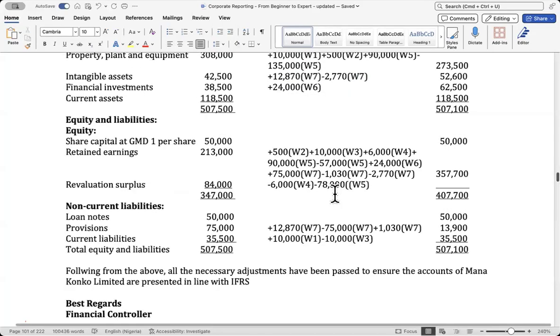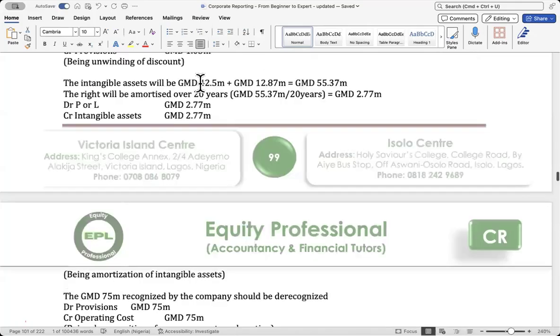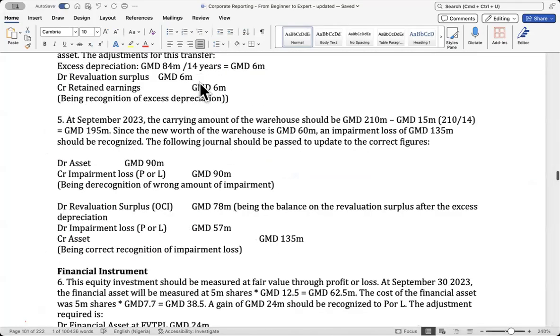And my retained earnings, where is it? Yes, this is my retained earnings. I added that 500 also to it, since they said I should decrease my depreciation with 500. So it's as good as increasing your profit. Since I'm decreasing my expense, I'm increasing my profit. So I added 500 to my retained earnings. Let me show you one more.